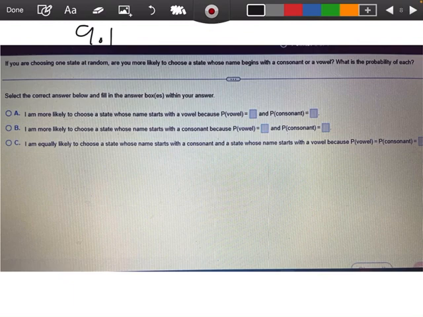But anyway, I wanted to go ahead and do this problem because somebody did ask it. It says, in choosing one state at random, are you likely to choose a state that begins with a consonant, or are you likely to choose a state that begins with a vowel? And then what's the probability of each?